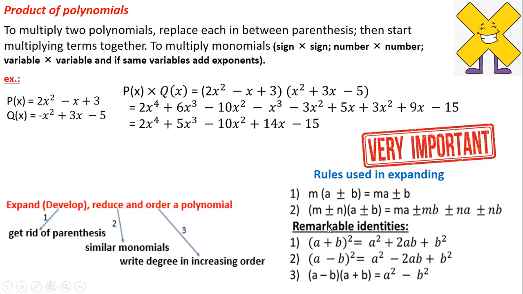Or we can use one of the 3 remarkable identities. A plus B all squared equals A squared plus 2AB plus B squared. A minus B all squared equals A squared minus 2AB plus B squared. A minus B times A plus B is A squared minus B squared. These remarkable identities should be memorized.